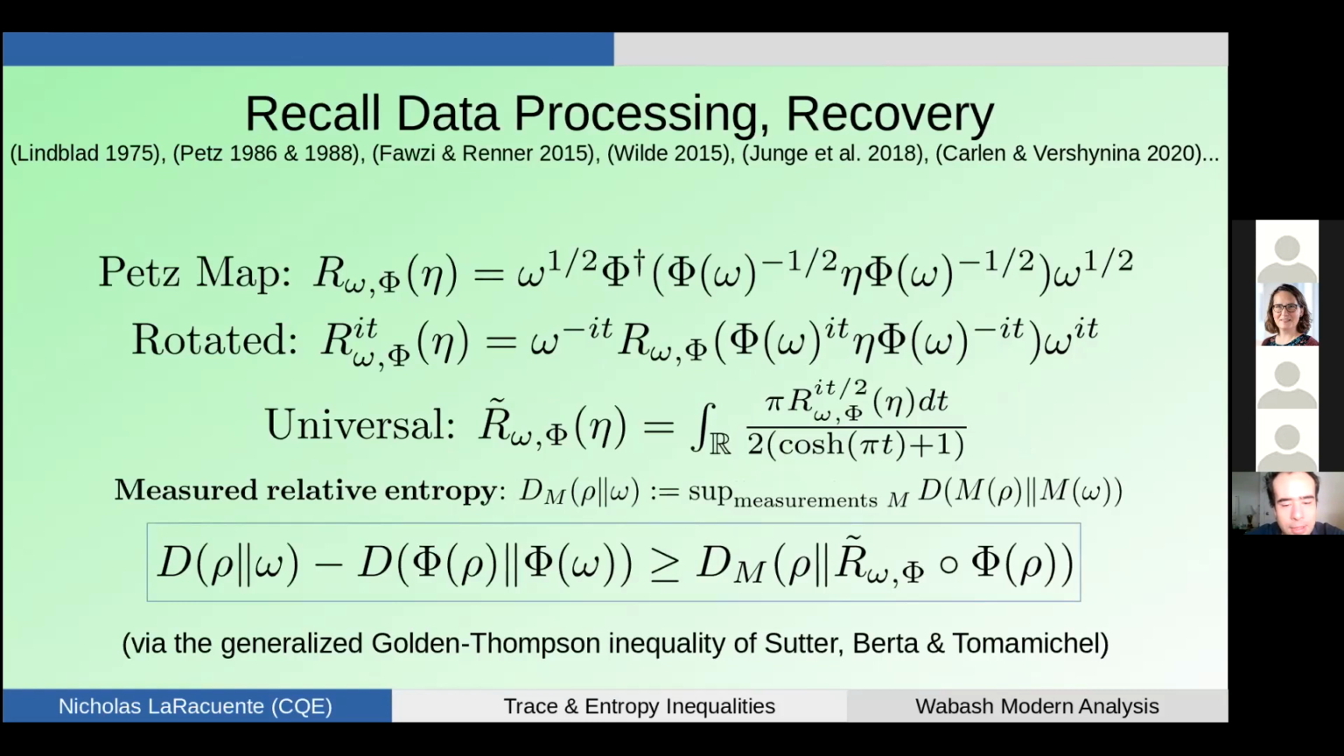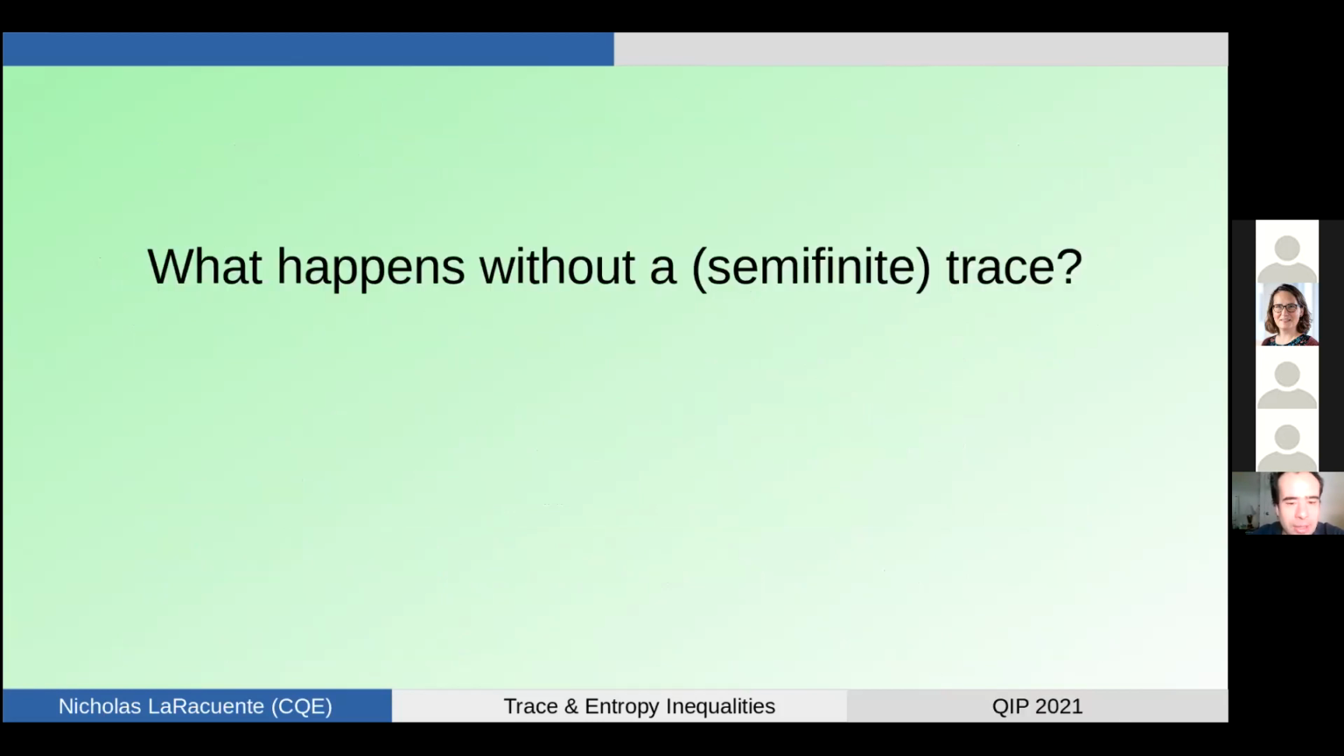And this is really saying that the relative entropy difference under a channel is an upper bound for this measured relative entropy, or a measure of distance between the first input and its recovered version. But this leads to a question, which is that this came from a trace inequality, and what happens without a semi-finite trace? Does the trace inequality even make sense? Do we still get the measured relative entropy inequality?